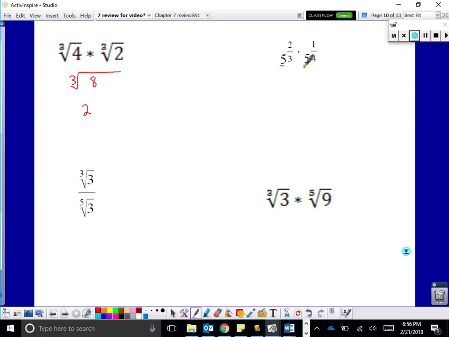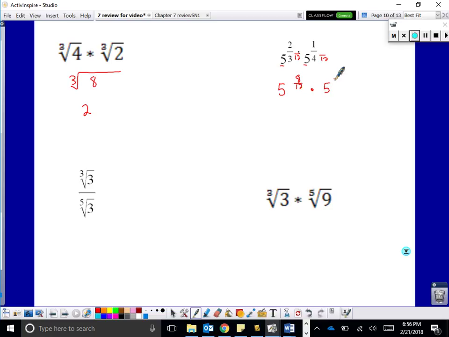Here I've got same base, so let's work with my exponents, which requires me to get a common denominator. Common denominator would be over 12. So 3 times 4, so this is going to give me 5 to the 8 over 12.